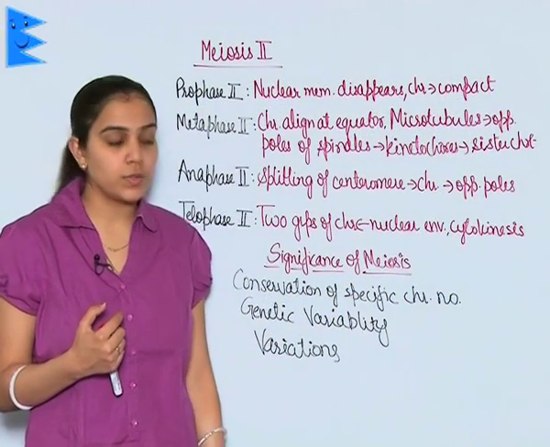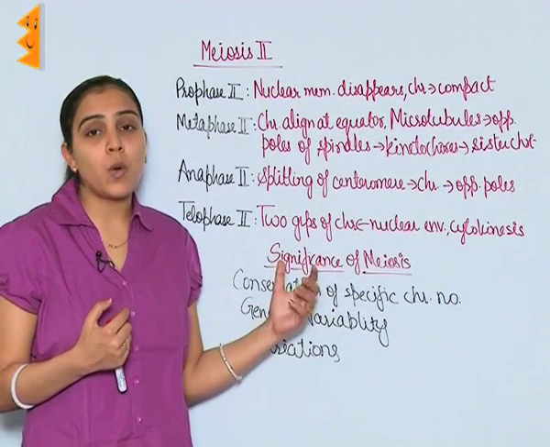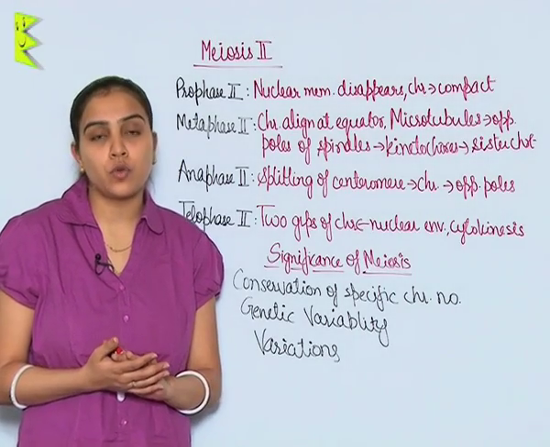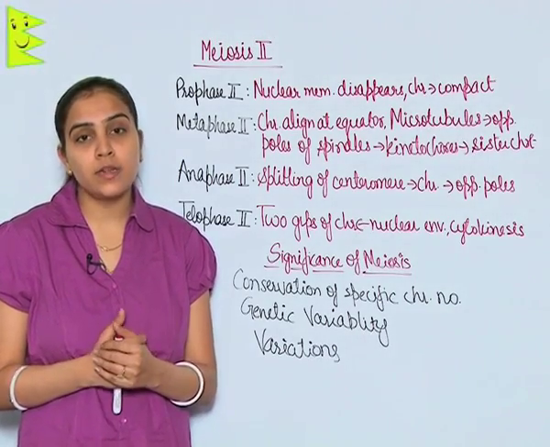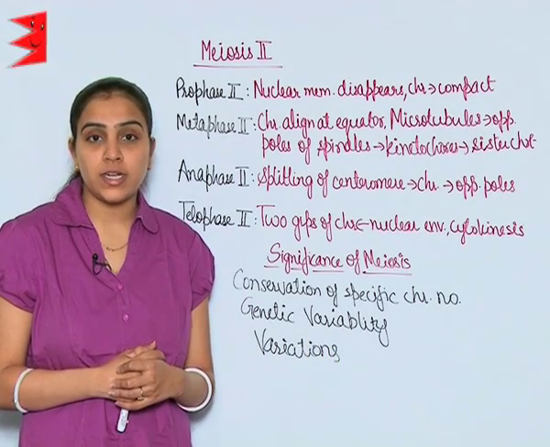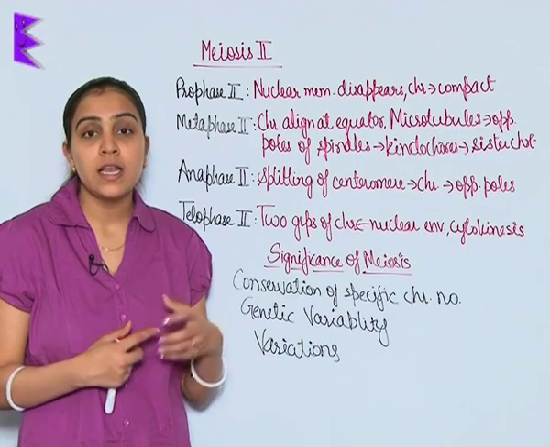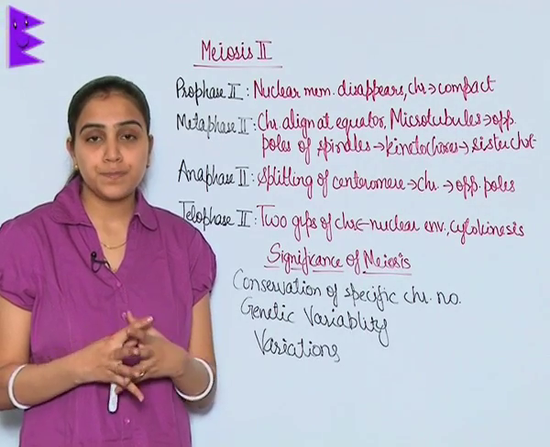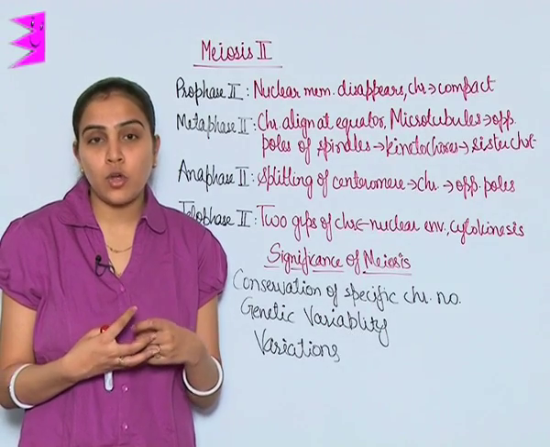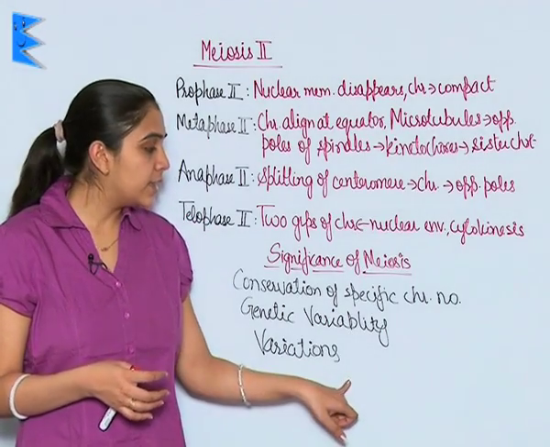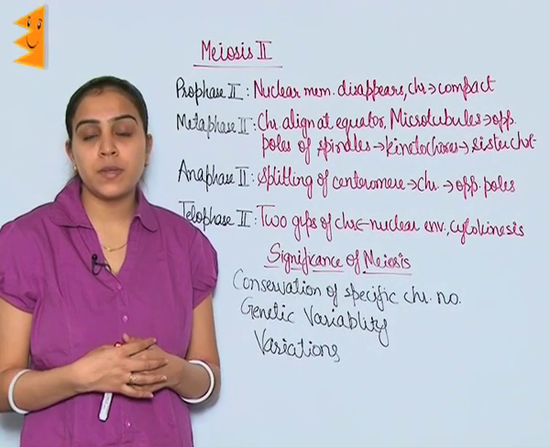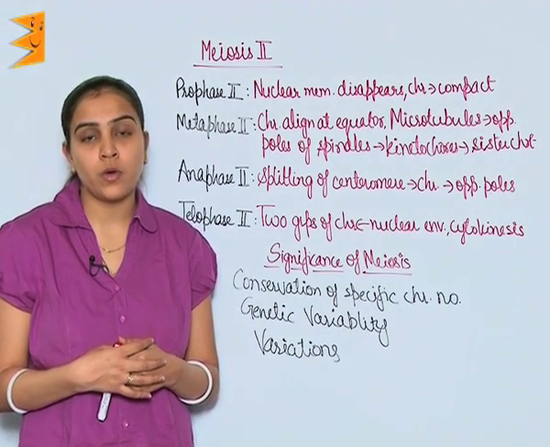Significance of meiosis. It is responsible for the conservation of a specific number of chromosomes in sexually reproducing organisms. It is responsible for genetic variability because in meiosis, homologous chromosomes get paired and further their recombination takes place. This meiosis helps in maintaining variations which is very much responsible or required for evolution.